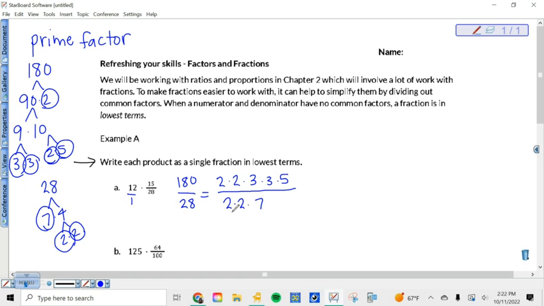What does the numerator and the denominator have in common? 2 2's. Perfect. These are the same, and those are the same. So I'm just going to rewrite this in a little different way. I'm going to take 2 over 2 and multiply it by the other 2 over 2, and then I'm going to multiply it by the rest.